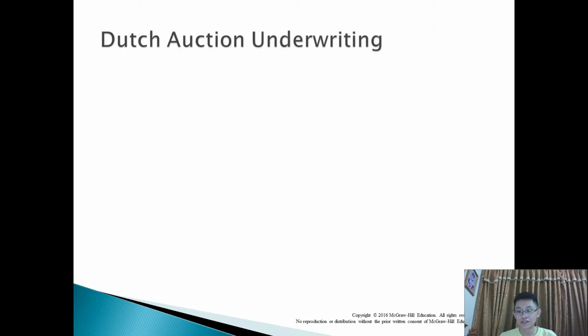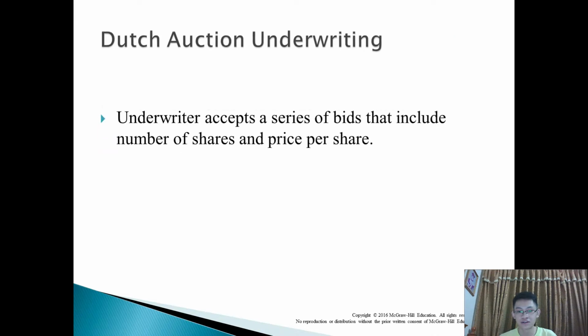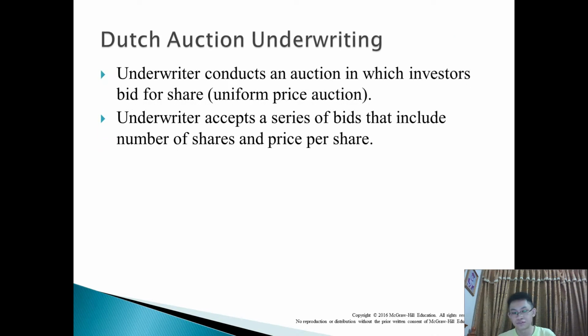For the final method in the cash offer, we have Dutch auction underwriting. The underwriter or syndicate will conduct an auction in which all the investors bid for shares, which is also known as a uniform price auction. Basically, they accept a series of bids that include the number of shares and price per share.